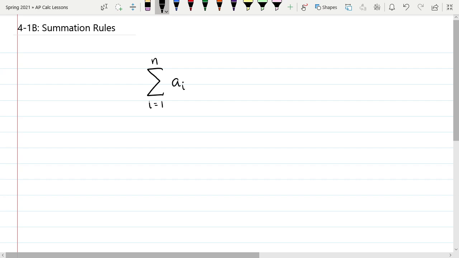So this is the summation of a sub I from I equals 1 up to n. That's how you would basically read that. And remember, what this means is, whatever this expression is, a sub I, we're using I as a counter. So we're going to start with a sub 1 because it's telling us that I starts at 1, and then plus a sub 2, so the counter ticks up, and then plus whatever a sub 3 is. And you're going to keep on adding until you finally get to a sub n, whatever that n is. And then once you add all of those up, that's what the summation is equal to. So that's what summation is.